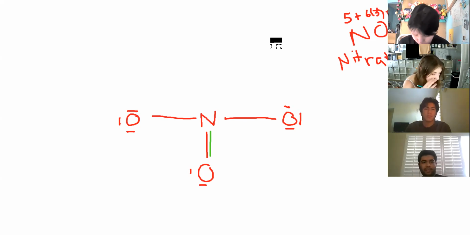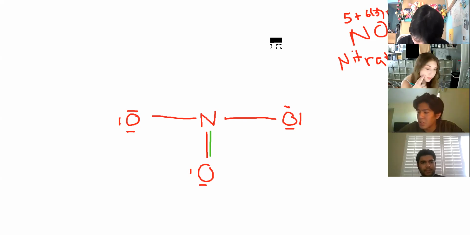Nitrogen doesn't have a lone pair, and also there's double bonds. Yeah, there's double bonds, right? And that means that there's a pi bond at least somewhere there. So we can knock this out as our answer.